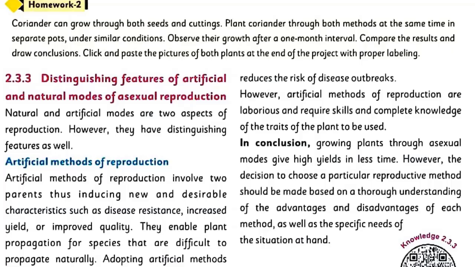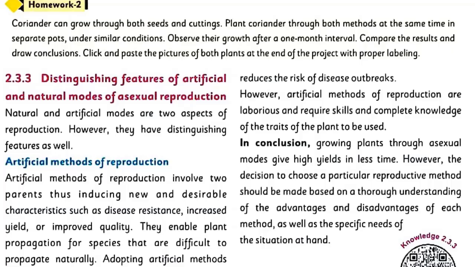Artificial methods of reproduction. Artificial methods of reproduction involve two parents, thus inducing new and desirable characteristics such as disease resistance, increased yield, or improved quality. They enable plant propagation for species that are difficult to propagate naturally. Adopting artificial methods reduces the risk of disease outbreaks.